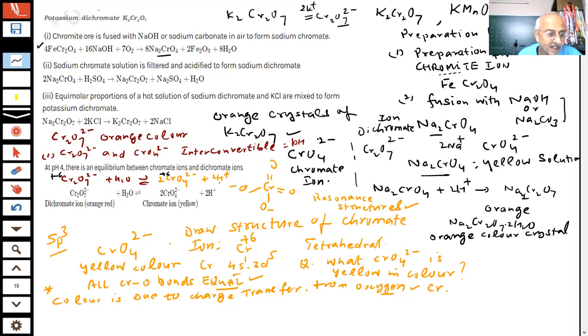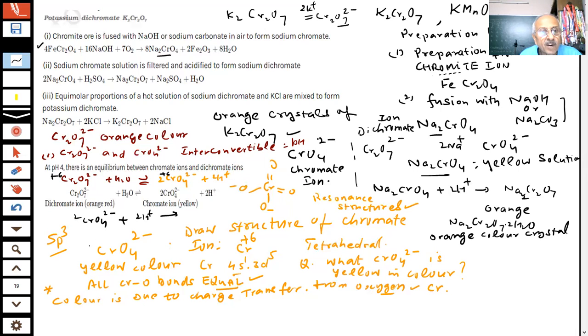If I add alkali, students, then the dichromate ion will be used up and go into chromate ions. And if you add acid, then chromate ion will go into dichromate ions. So if they write like this, CrO4 2 minus plus 2H plus, in the exam, you have to complete the reaction, students.